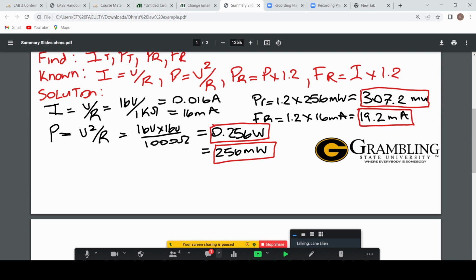Power rating, again, is 1.2 times our total power, which is going to be 307.2 milliwatts. Fuse rating, current times 1.2, so we have 19.2 milliamps for our fuse rating.